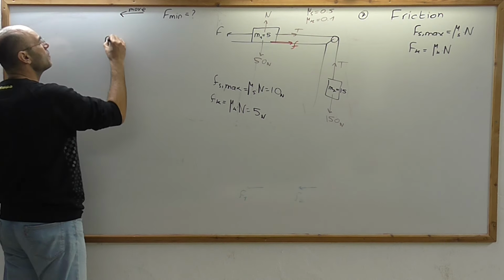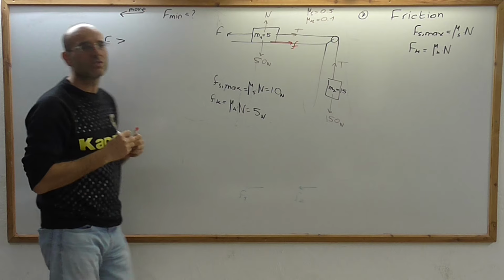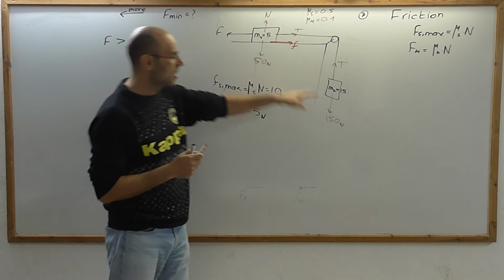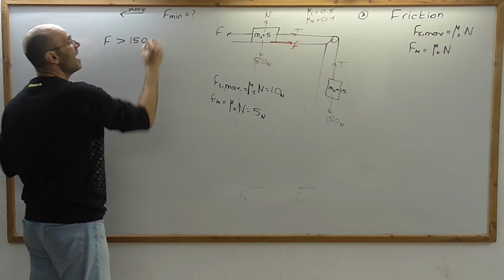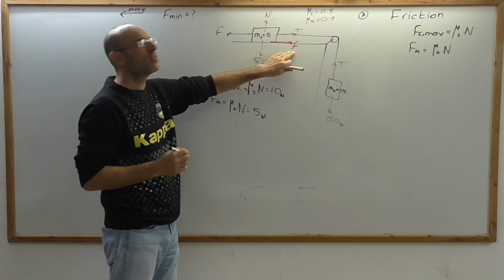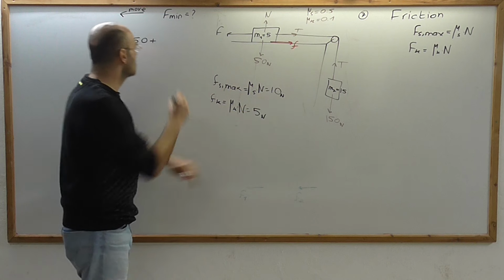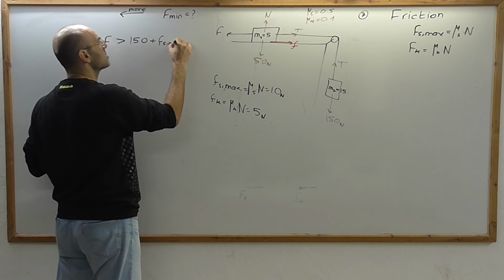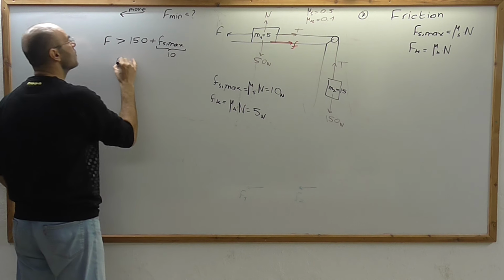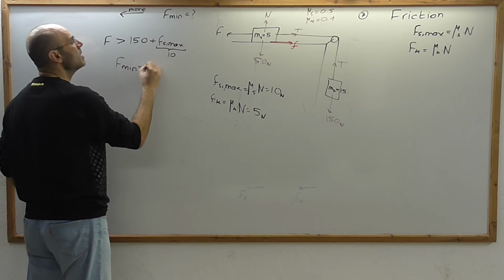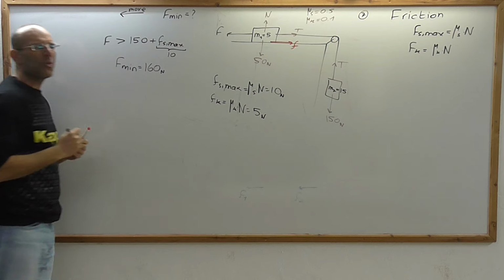So I want the F to overcome what? I want the F to overcome, obviously, the 150 and the maximum friction, static friction that can be, which is F static max, which is 10. So the F minimum must be 160 newtons.